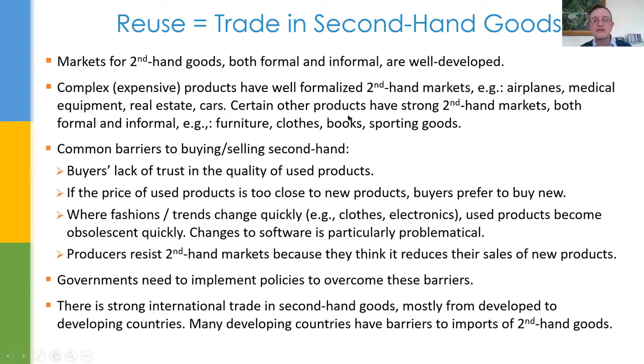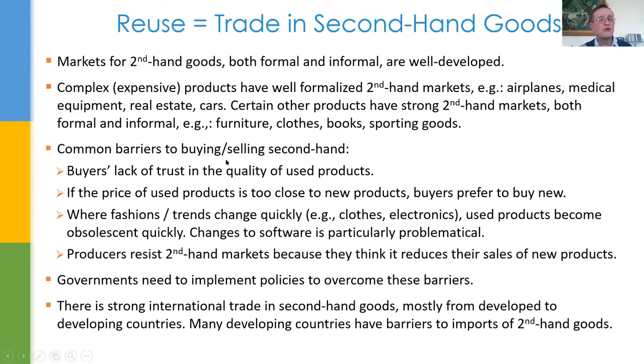Certain other products have also strong second-hand markets, but they tend to be both in the formal as well as the informal. Furniture, clothes, for instance, you can buy in second-hand shops, but also you can buy in flea markets or off your friends or whatever it happens to be.